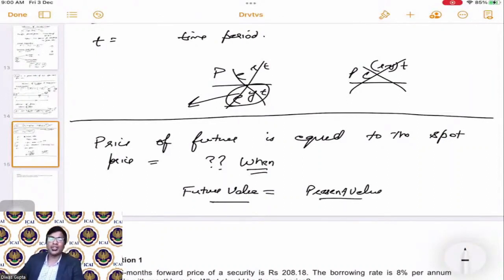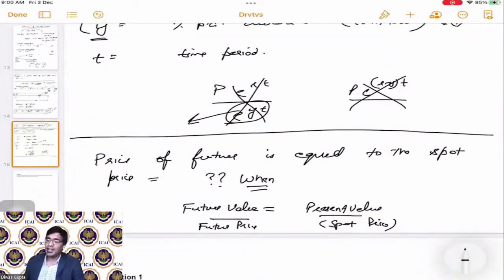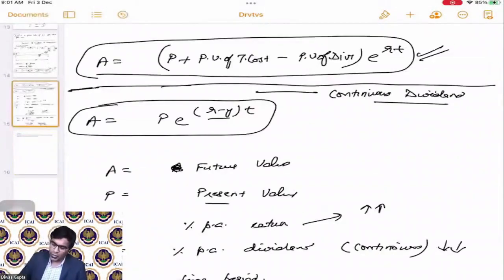Can anyone attempt this question? What I'm asking: when will it happen that future value is equal to present value? That means the price of a future is equal to the spot price, because present value is what? Spot price. Future value is what? Future price. With this, we will end the valuation concept and then we will go to the question. Please, students, respond with as many thoughts as possible. Right, wrong, don't care. Please respond. When will it happen that the future value is equal to the present value? That means both the present value and future value come out to be the same.